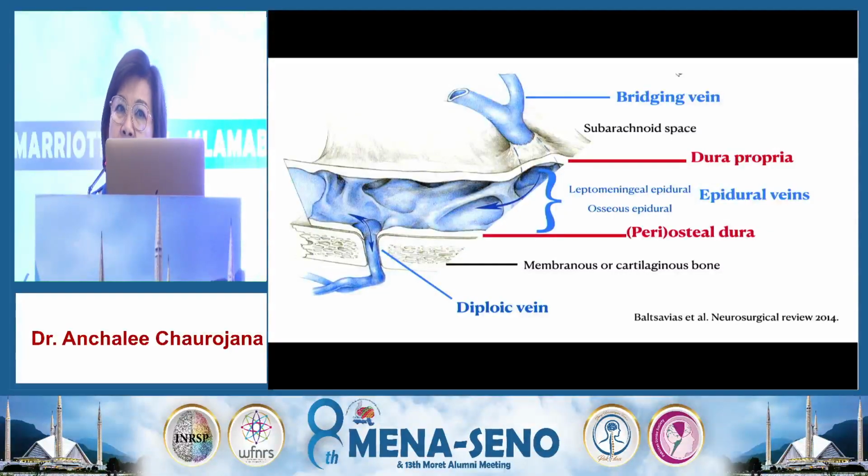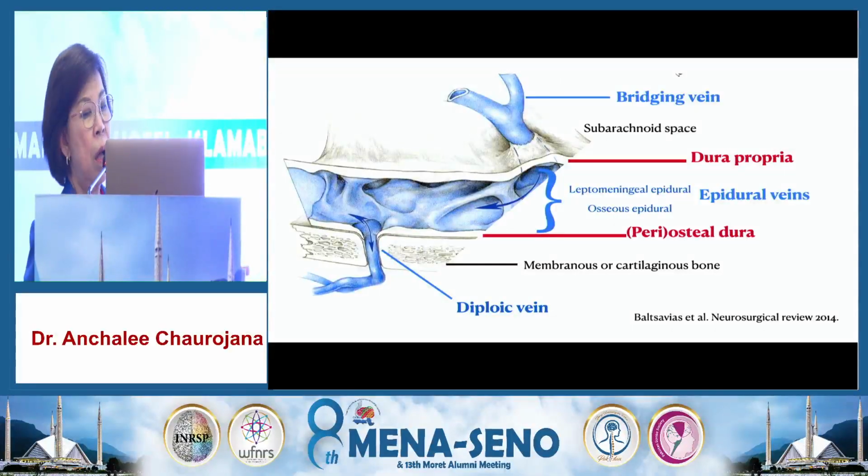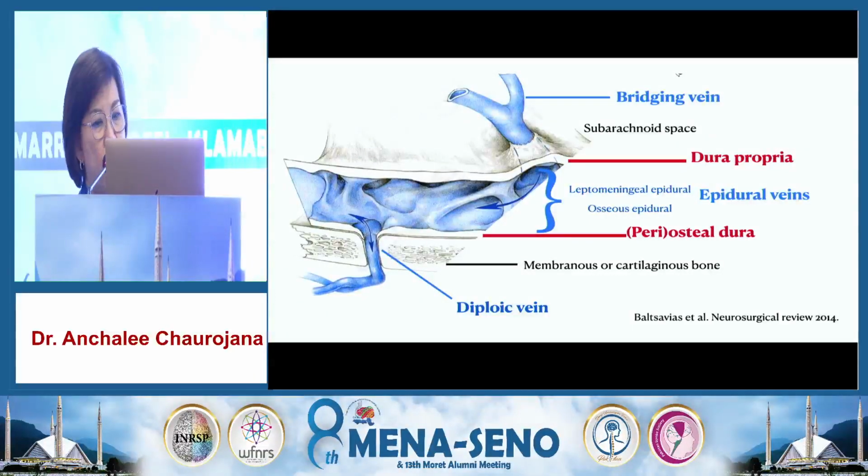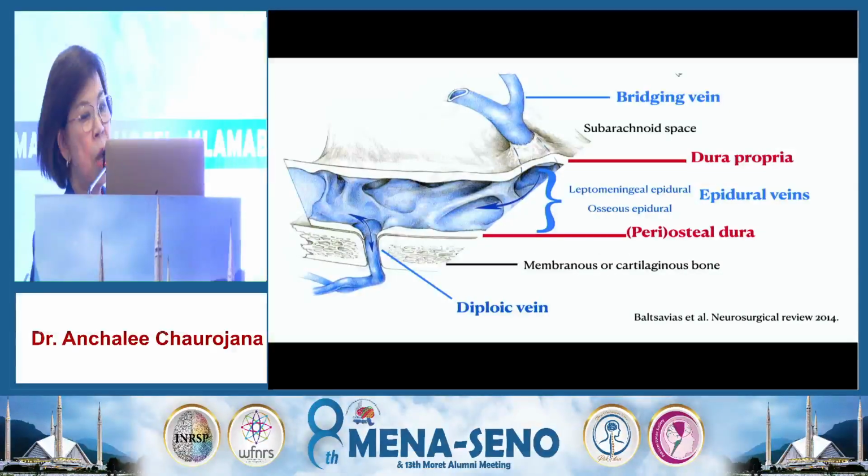Let me briefly introduce the anatomy and embryology. This is the dura, right? There are two layers of dura. The outer layer, close to the skull, which is membranous or cartilaginous bone, we call the periosteal dura. And the inner side of the dura, close to the brain, we call the dura propria.